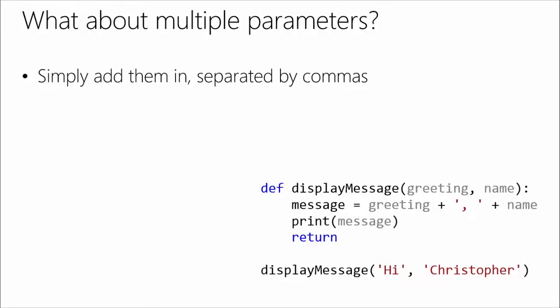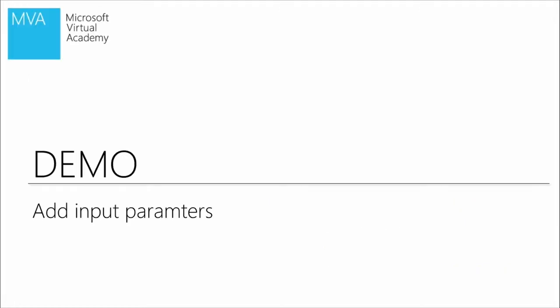Okay, so with that, let's keep going with our parameters here. What about multiples? Well, you can absolutely add in multiple parameters by simply separating them with commas. That's it. So just define display message, greeting and name, and then concatenate that together, and you'll notice that we can just print that out like that.